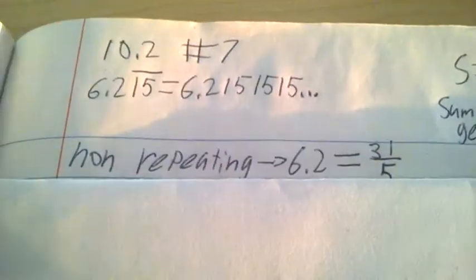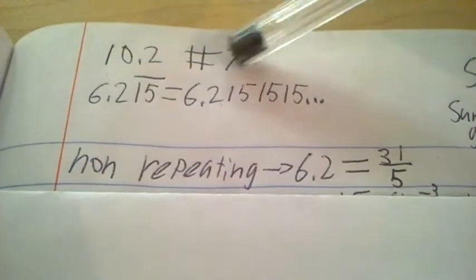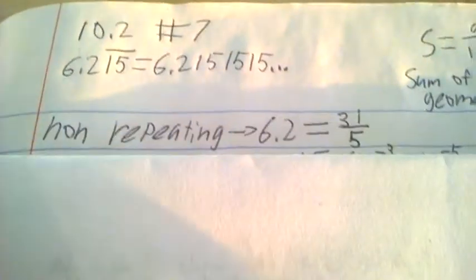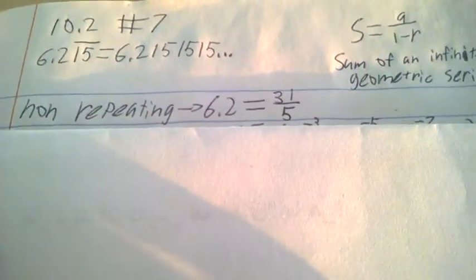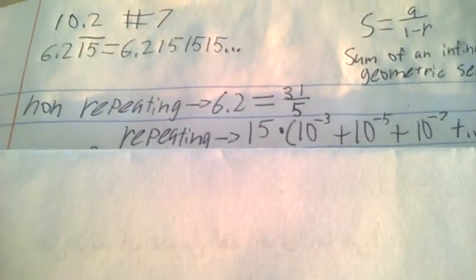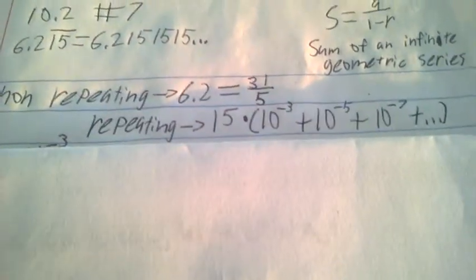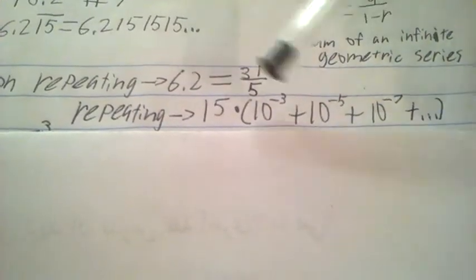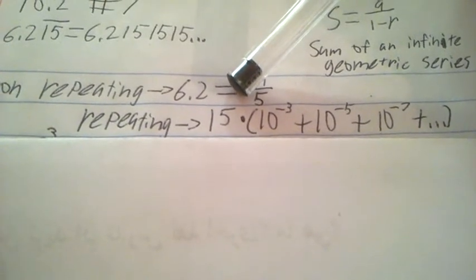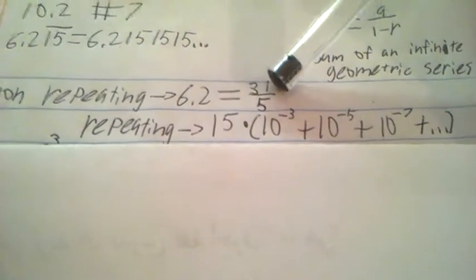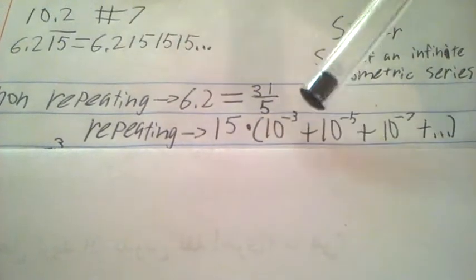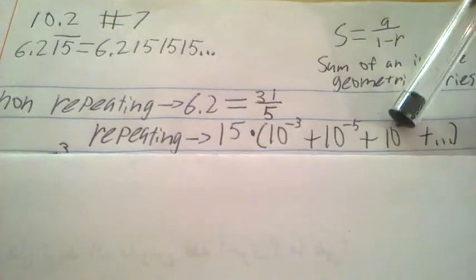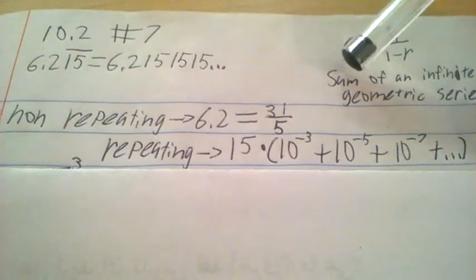Focusing on the non-repeating part, we see that the 6.2 is not repeating. I think most people know how to convert something from a decimal to a fraction. Then you want to focus on the repeating part after that. That's the 1, 5, 1, 5, 1, 5, and there's another way to show it: 15 times 10 to the negative 3 because of the place where it is, plus 10 to the negative 5 plus 10 to the negative 7, and so on and so on.